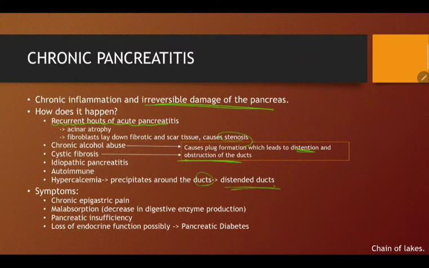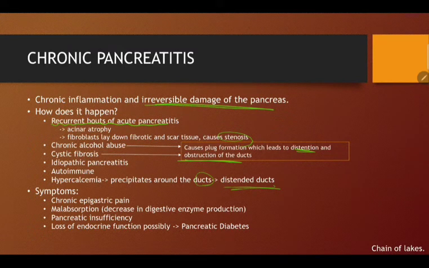The symptoms are pretty much the same, except that now it's worse. There's chronic epigastric pain and there is malabsorption, because usually in acute pancreatitis you can see an increase in amylase or lipase, but you can't see that in chronic pancreatitis because the acinar cells have atrophied, which means there are no digestive enzymes. As there are no digestive enzymes, it will lead to malabsorption of carbs, fats, proteins, right?